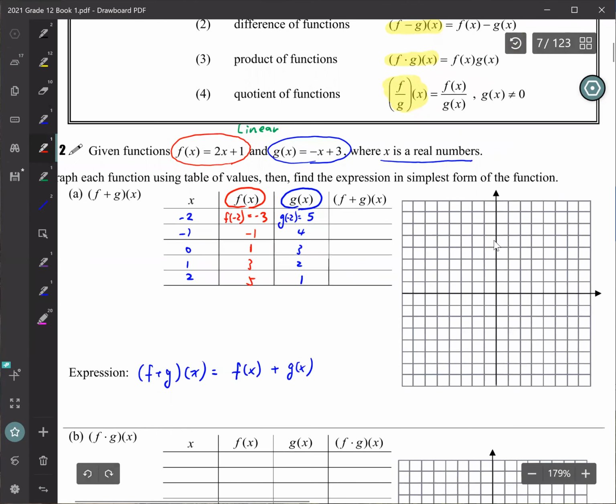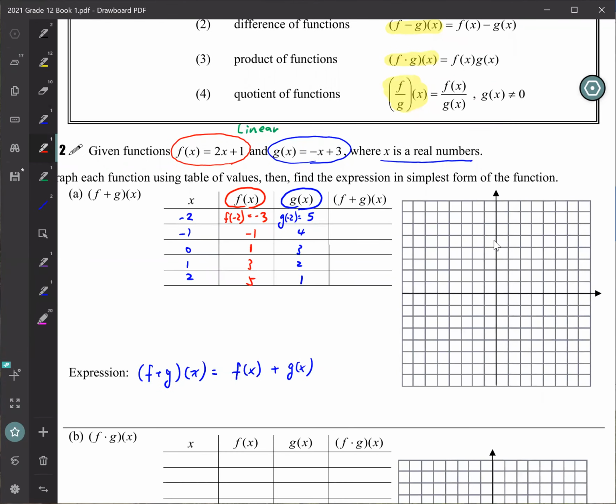For the f, I'll use the red. So -2, -3 will be down here. -1, -1, 0, 1, right? You can already see they should line up. If they don't, you plotted a point wrong. 2, 5. Okay, so try to go as straight as you can. So this one is f of x. Please label it on your grid.